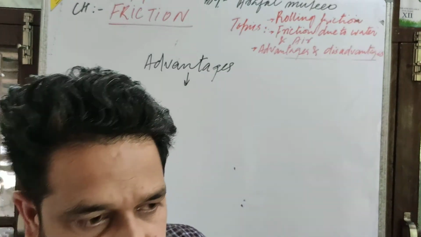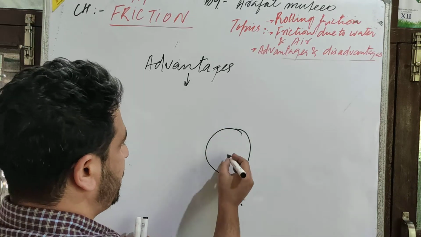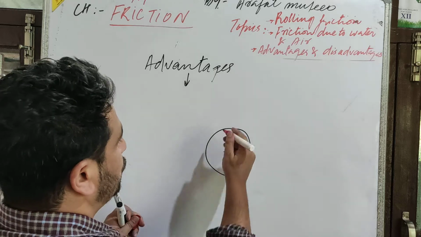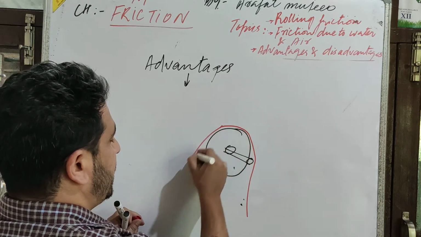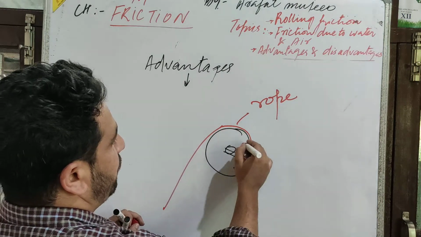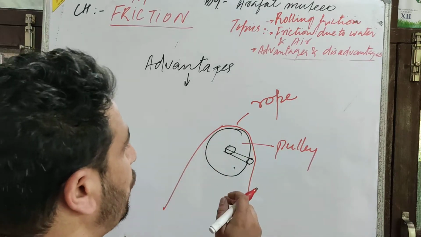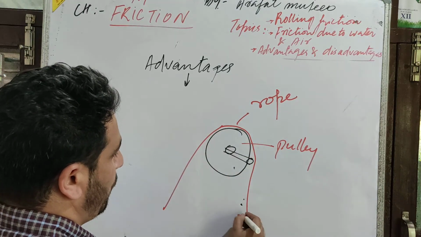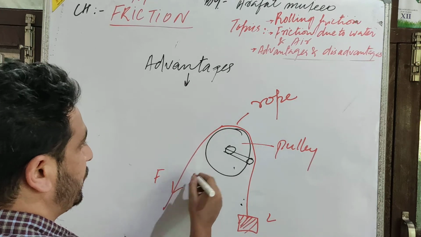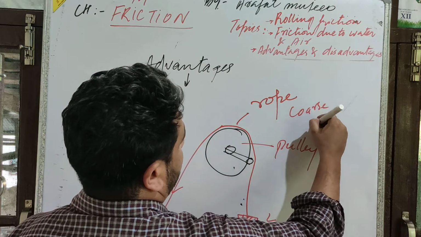This is another example. When you have a pulley, this is a pulley, and in this pulley you have a rope, and this rope should also be rough. The surface of the pulley should be rough, coarse, and if we apply force here, this rope also should be coarse and rough.